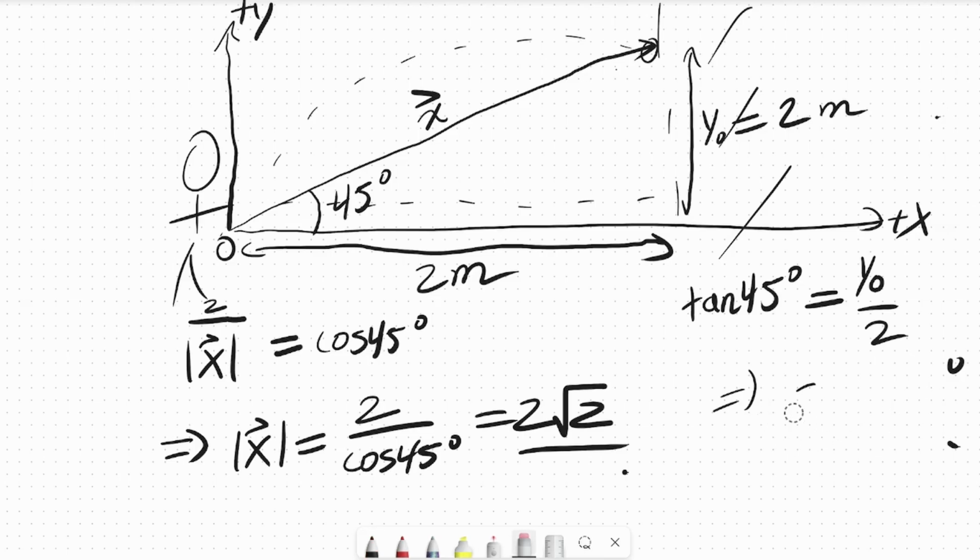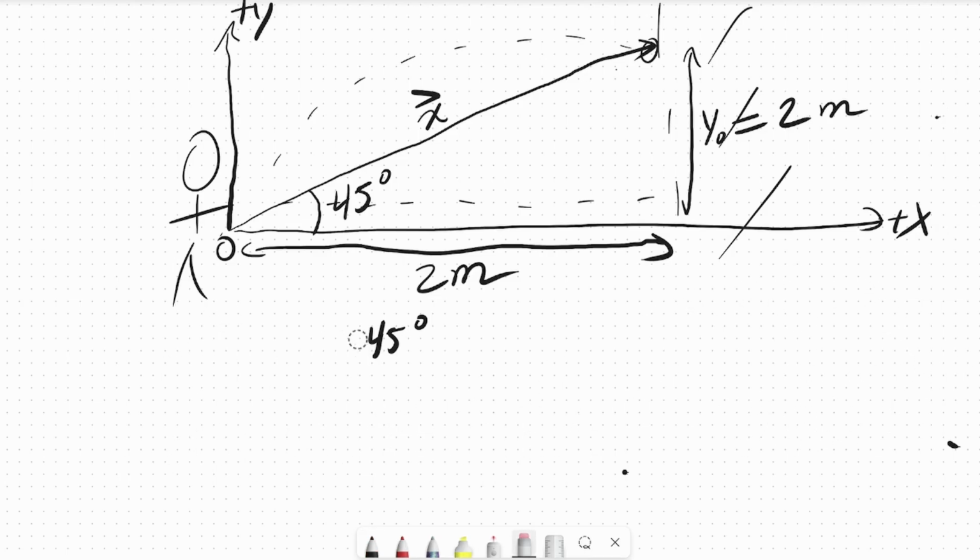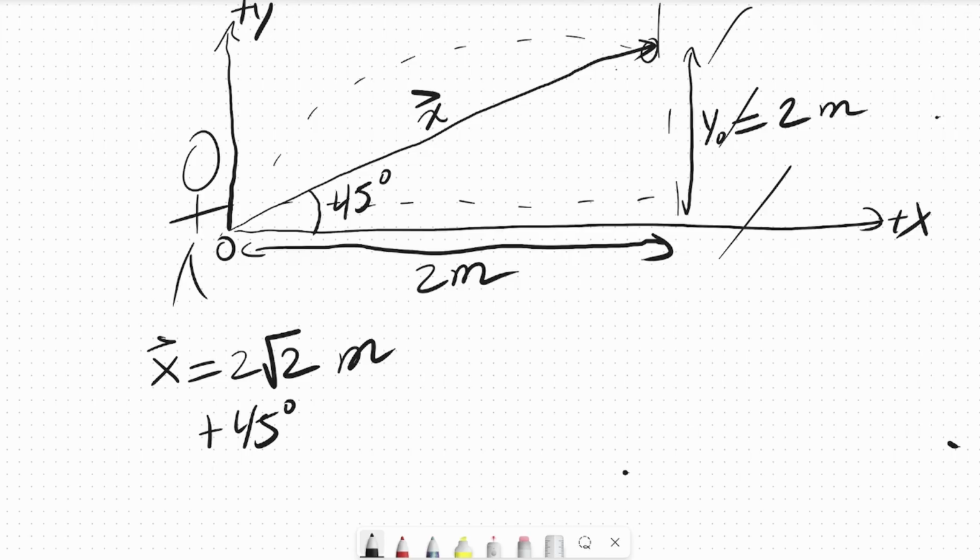And we already have the polar and Cartesian representations of our vector. We have that the x vector is equal to 2 root 2 meters, 45 degrees. Again, remember it's going to be positive 45 degrees because it's going counterclockwise. And the Cartesian representation would just be 2 meters, 2 meters.